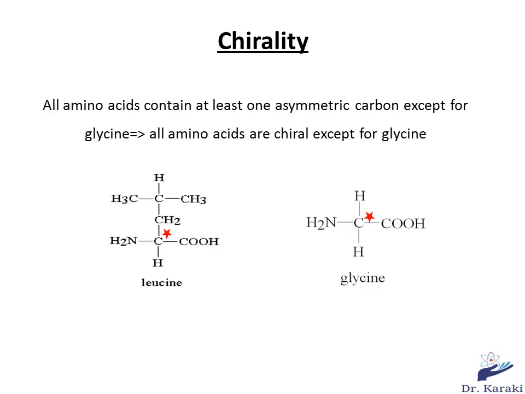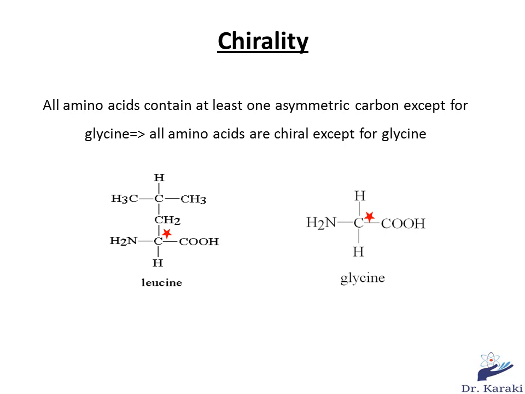All amino acids contain at least one asymmetric carbon, except for glycine. Look, for example, at the structure of leucine, and precisely at the carbon with the red star. This alpha carbon is surrounded by 4 different groups. Let me show you. You have the carboxyl group, the hydrogen atom, the amino group, and this bulky group. So, this alpha carbon is surrounded by 4 different groups, making leucine a chiral molecule.